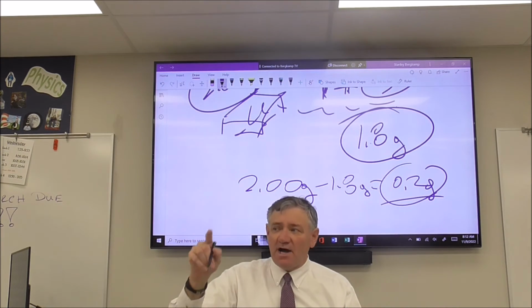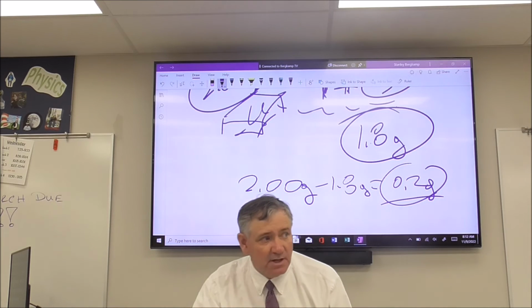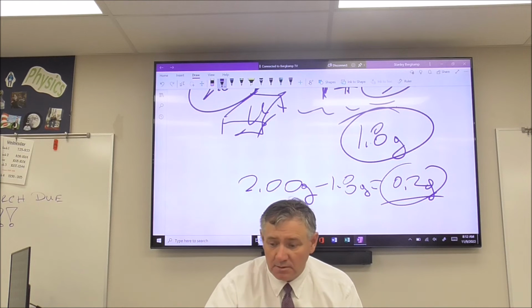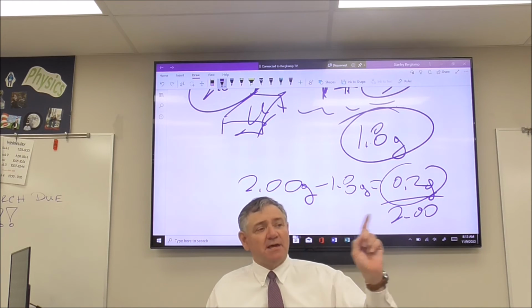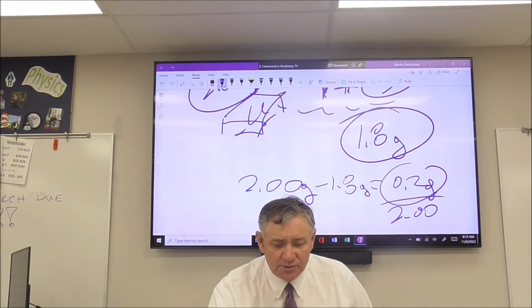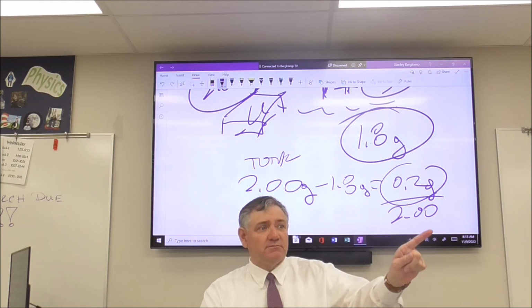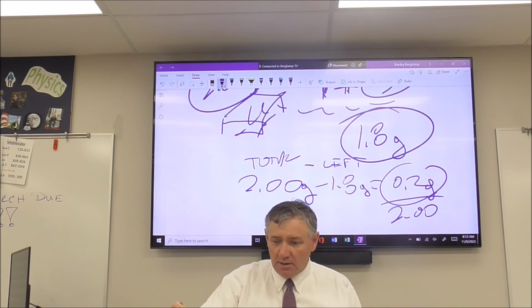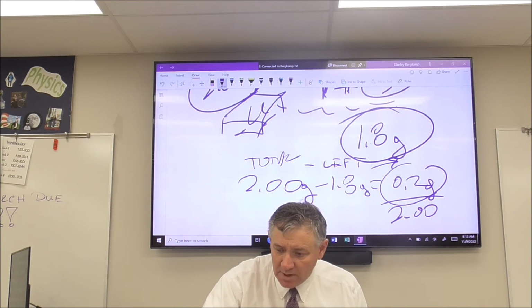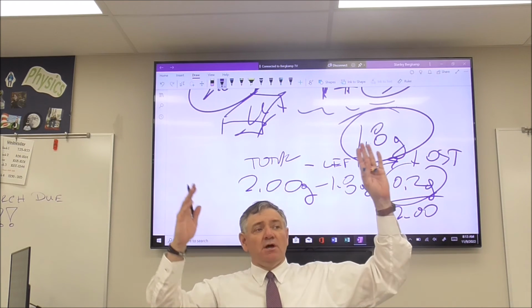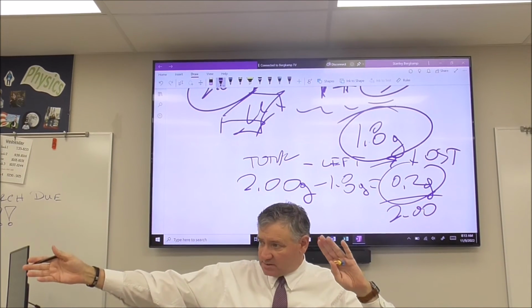Now, how am I going to find the percentage of sugar in the gum? Take 0.2 and divide it by the total. What we just did is we came up with an algorithm. An algorithm is a thought process. You took the total mass that you started with, subtracted what you have left over, and then you end up with what you lost. The difference between what you started and what you ended up with is what you lost.